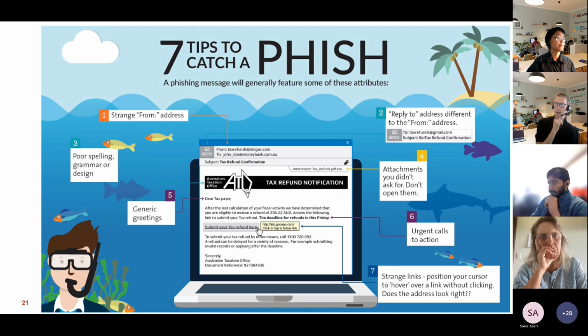This is a slide that Hivent created, which we really like and we use in our staff webinars. 7 ways to catch a fish.